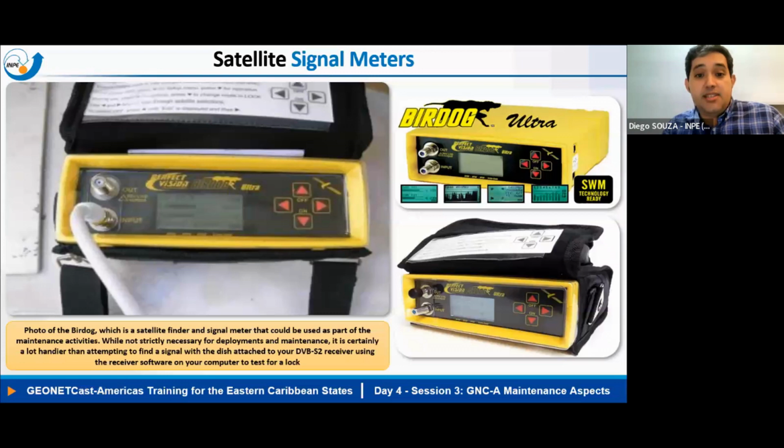And this is another model of satellite signal meter. It's called a BearDog, and it's one of the most advanced models available. As far as I remember, some years ago, around 2018, this model was used by CIMH to check the alignment. In summary, as written here in the yellow box, while it's not strictly necessary for deployment and maintenance, it is certainly a lot handier than attempting to find a signal with the dish attached to your DVB-S2 receiver, using the receiver software in your computers to test for a lock, okay?